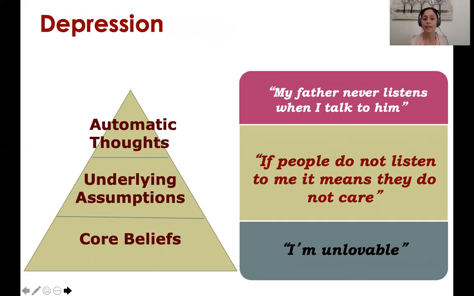So here would be an example of these 3 levels of thought for depression. So a core belief of I am unlovable may yield underlying assumptions like, if people do not listen to me, it means they do not care. And that may yield automatic thoughts like, my father never listens to me when I talk to him, and therefore he doesn't care because I am unlovable.